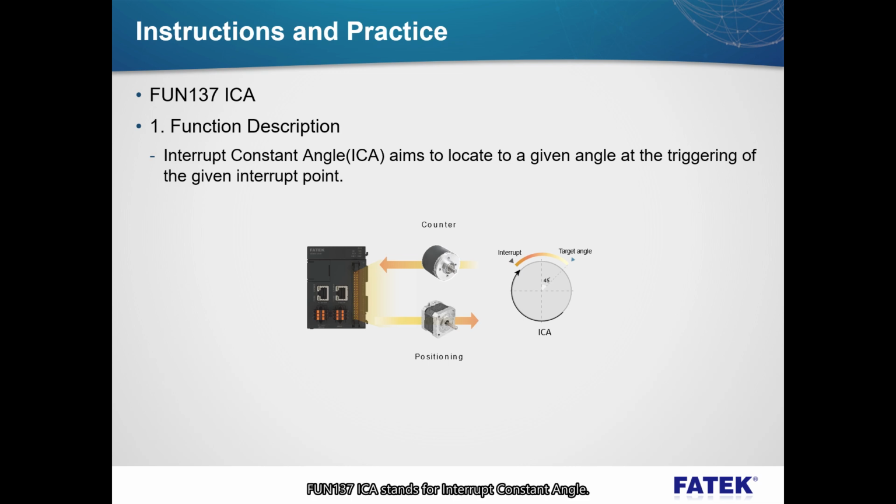Function 137 ICA stands for interrupt constant angle. After enabling a function 137 on a given axis, the axis will rotate towards a given direction at a given constant speed, and then stops at a given angle when a specified interrupt source is triggered.